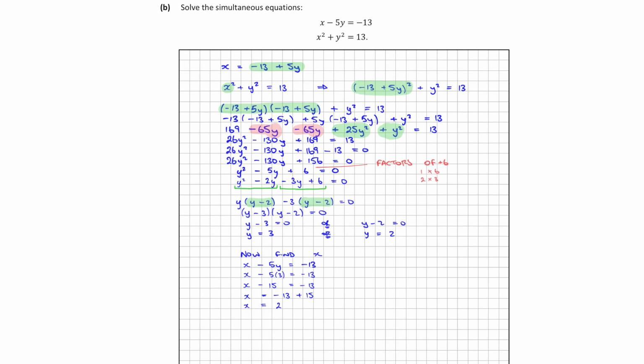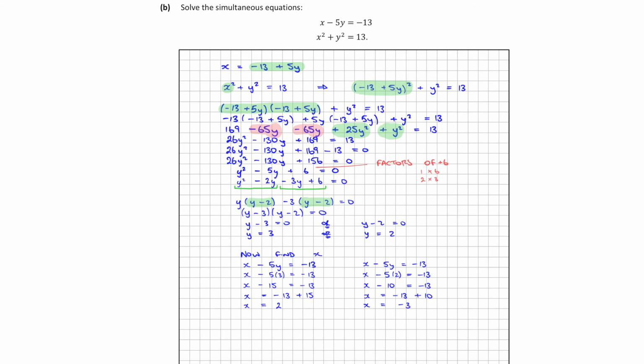Okay. I need to do the same for my second value. So I found my second value for y. So x minus 5y is equal to minus 13. And obviously instead of y, this time I can put in 2. Okay. So x minus 5 times 2 is equal to negative 13. So x minus 10 is equal to minus 13. So x will be equal to negative 13 plus 10. So x will be equal to negative 3.